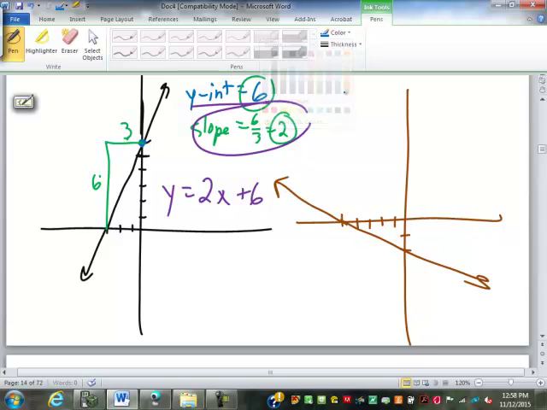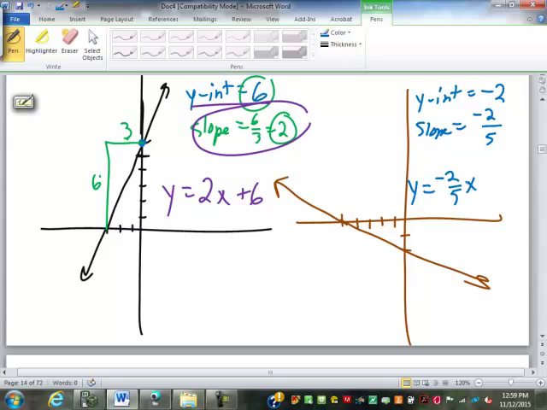So here, actually, you know what? Find me that equation in your notes. So y-intercept is what? -2. Slope, -2 over 5, or 2 over -5. Either way is -2/5, right? So my equation is y equals -2/5 x minus 2. Very good.